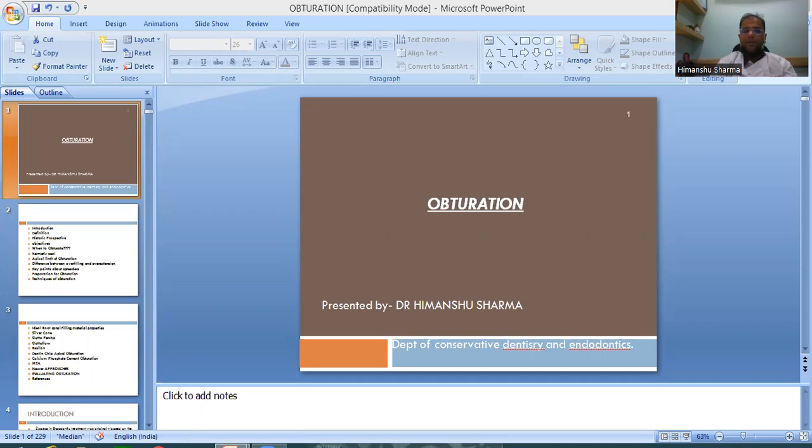Then come to the FiberFill obturation. It is a combination obturation technique. It combines a post and obturator in a single unit. Apical 5 to 8 mm of gutta percha is used, attached via a thin flexible filament, for negotiation of moderately curved canals.